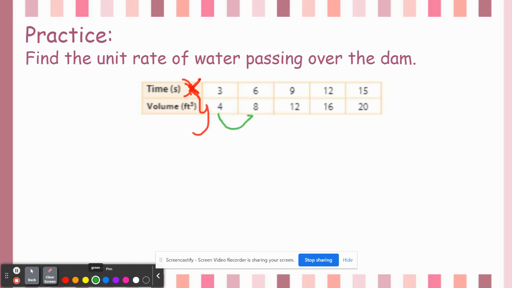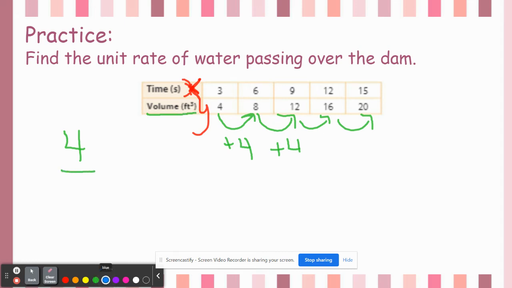So how far did we go from 4 to 8? Did we go up or down in value? Well, we went up. How much did we go up? We went up by 4. So what is our change? We can keep going and verifying, but every time it's going up by 4. So our change in our Y values, which is the rise, is 4.